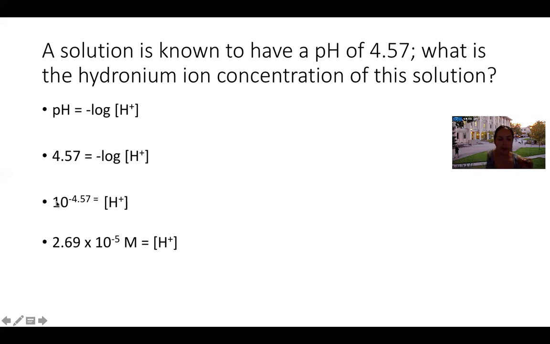Make sure you know how to plug this into your calculator. Please do this calculation on the calculator you will be using to take tests, and see if you get this answer. 10 to the negative 4.57 equals 2.69 times 10 to the minus 5 molar, and that's our hydronium ion concentration. Again, the tricky point is going from the second bullet point to the third, and knowing that to get rid of a log, you take 10 to the power.